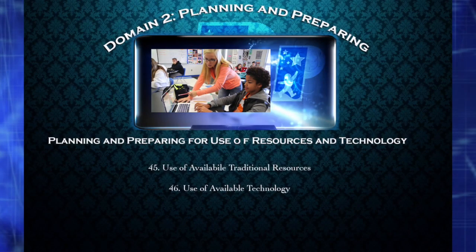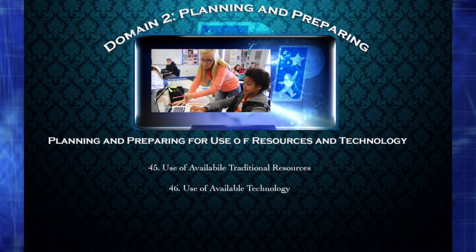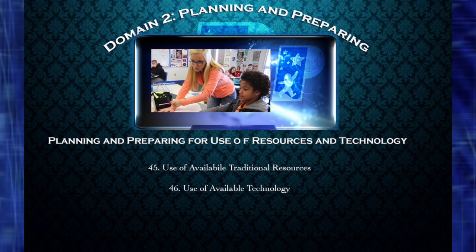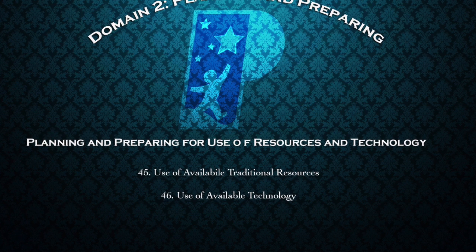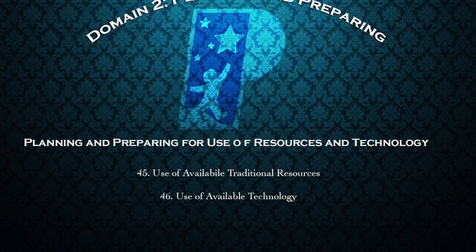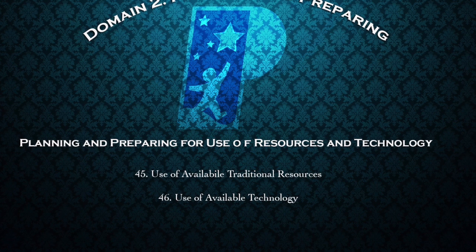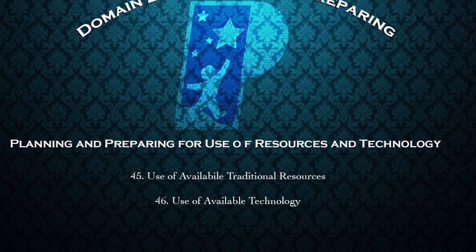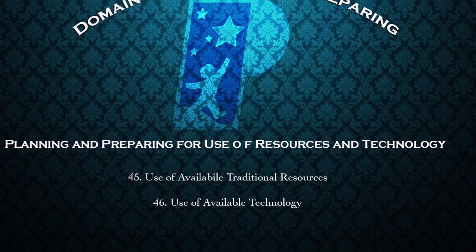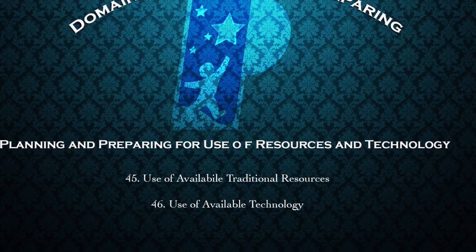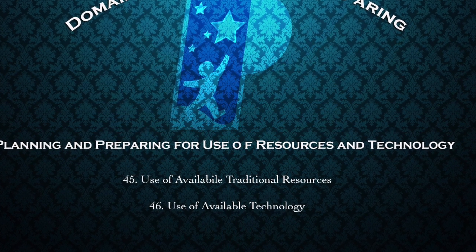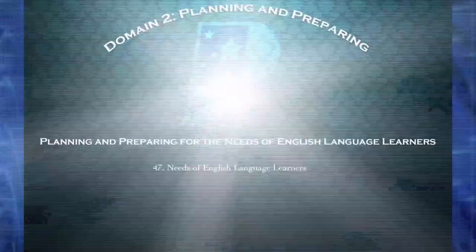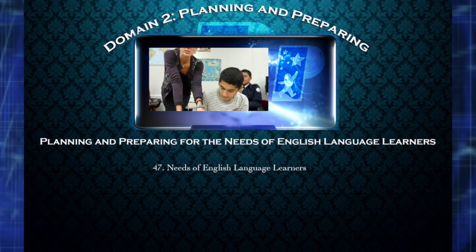Planning and preparing for use of materials and technology consist of 2 elements. Element 45, use of traditional resources. Teachers identify available traditional materials that can enhance students' understanding of the content and determine how those materials might be best used. Element 46, use of available technology. Teachers identify the available technologies that can enhance students' understanding of content and determine how those technologies might best be used.